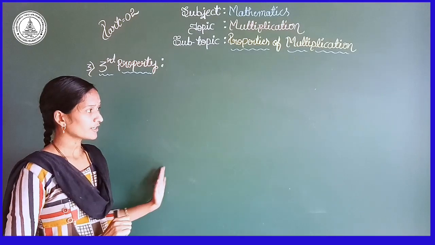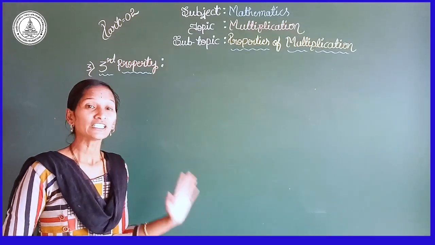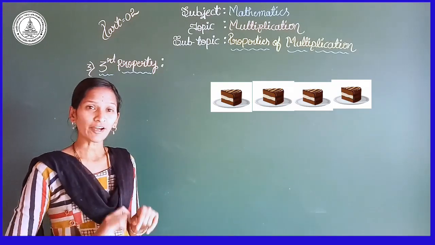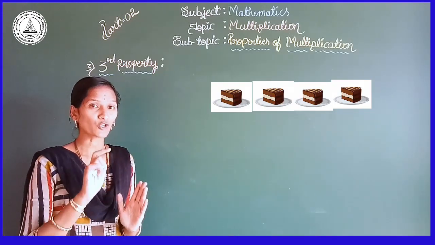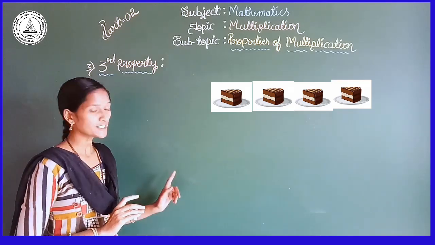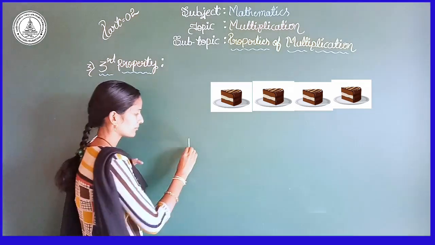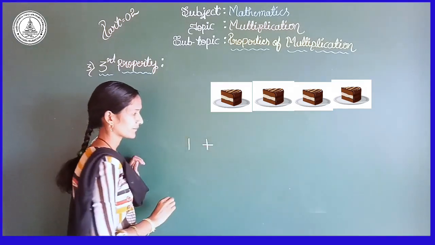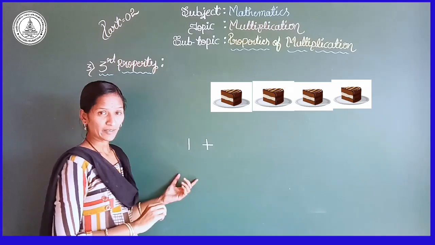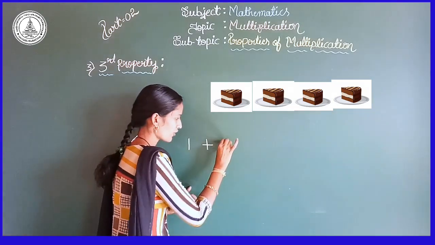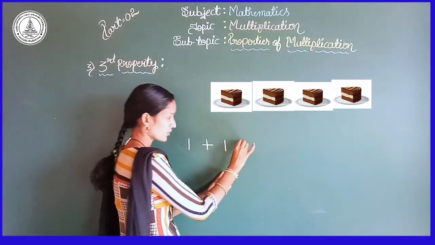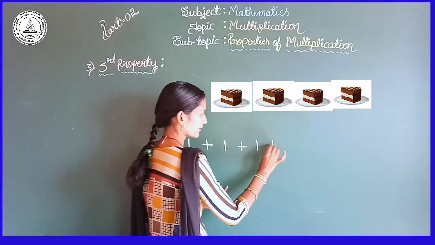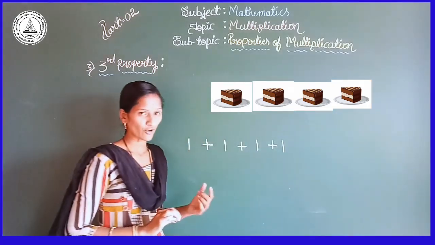Right? So here are some plates. But inside each plate, we have a piece of cake. Right? So let's find out the total number of pieces of cake. In the first plate, the piece of cake is only 1. Next, the second plate also has a piece of cake. In the third plate also we have only 1 piece of cake. The last plate also has 1 piece of cake.